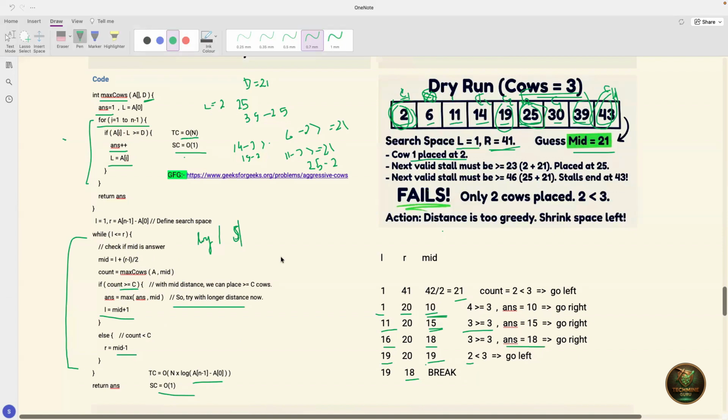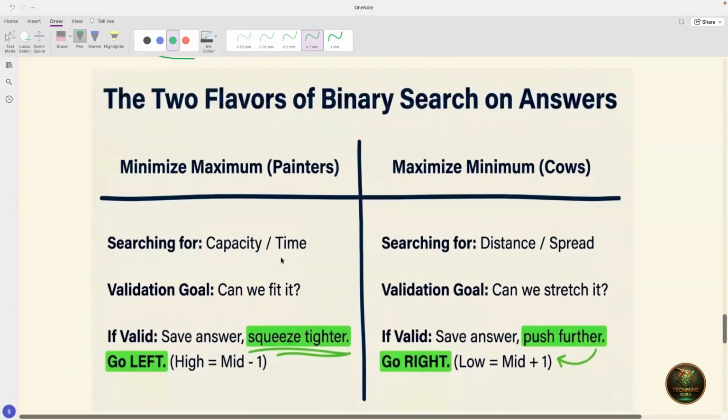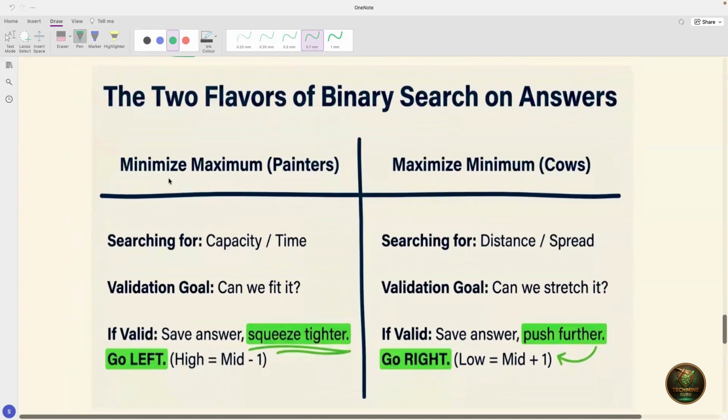So to bring it all together, there are two flavors of binary search on answers. You are either trying to minimize the maximum, which you did in the painters problem, right, where you searched for capacity or time. So your validation goal is, can we fit it in? If valid, you save the answer and squeeze tighter by going left, setting r is equal to mid minus 1.